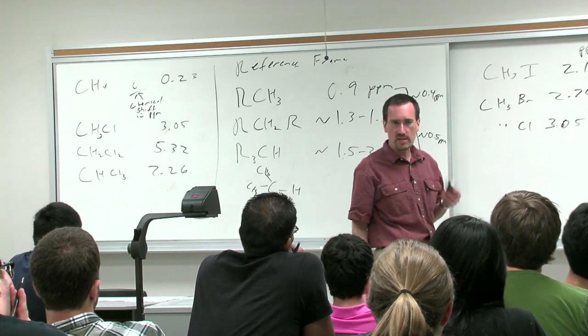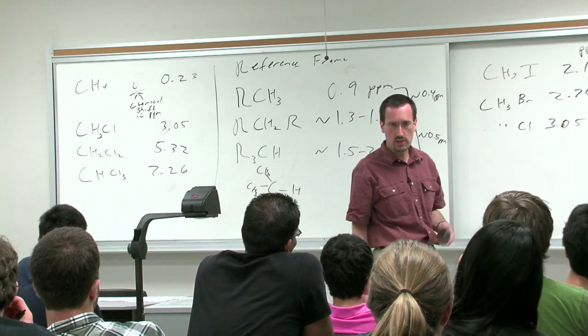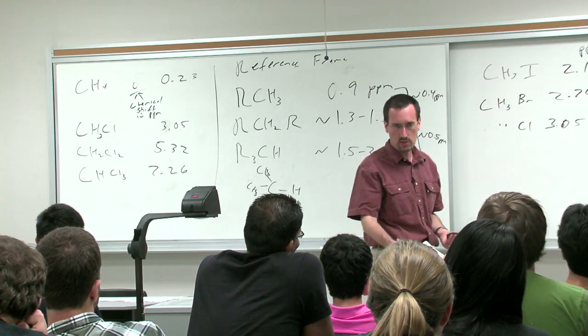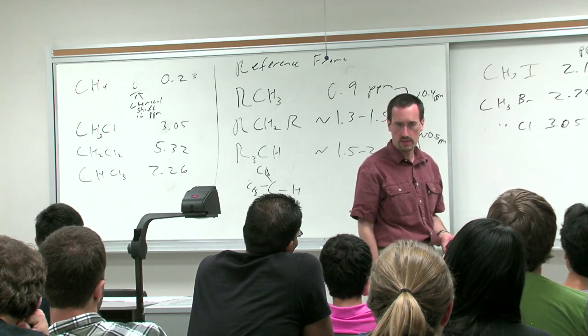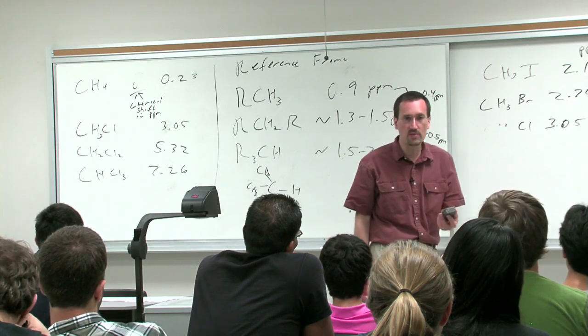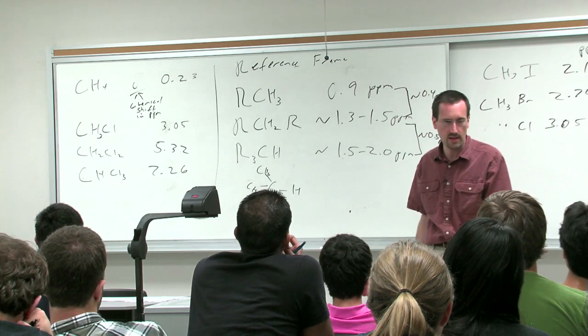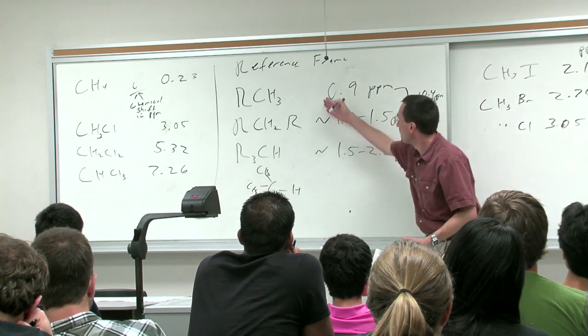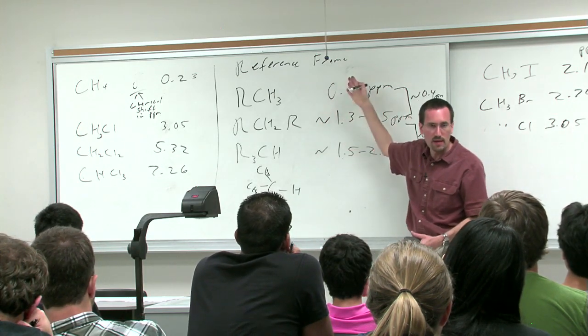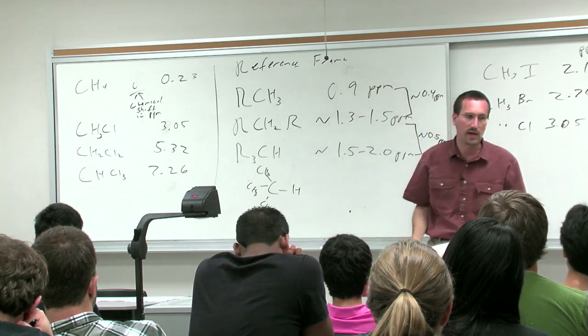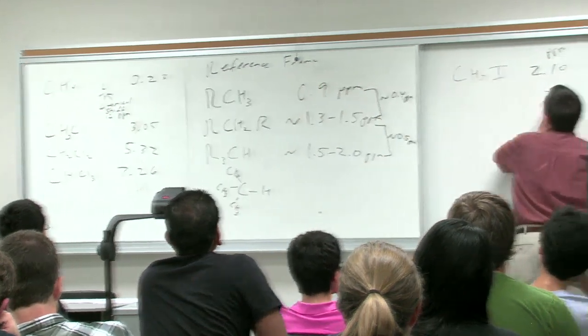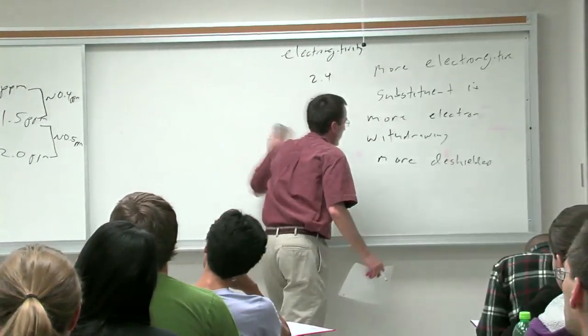Most of the empirical additivity relationships use methane as the starting point. They use 0.23 as the starting point. Whereas I, because we don't normally take spectra of methane, my reference frame in my mind's eye really becomes these three values here. And you can build a hell of a lot from that. And that's what I'm going to show you now.